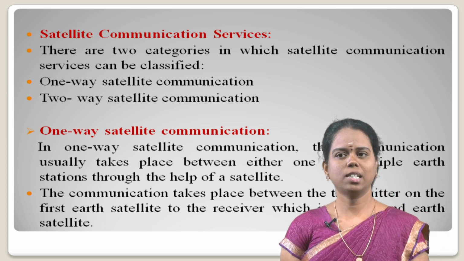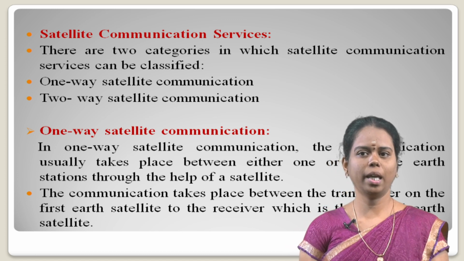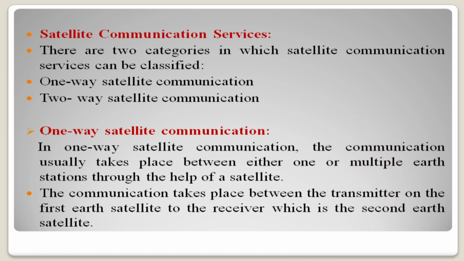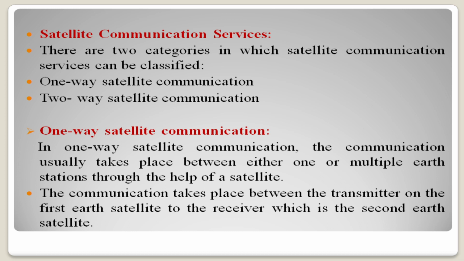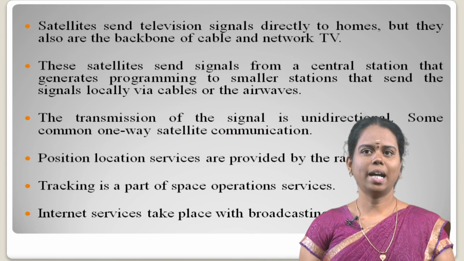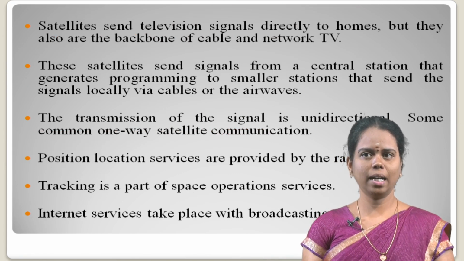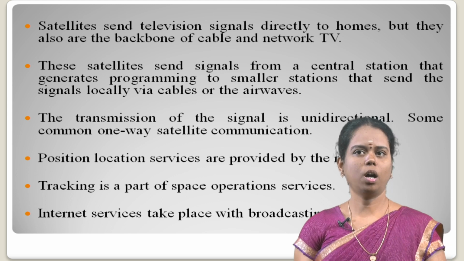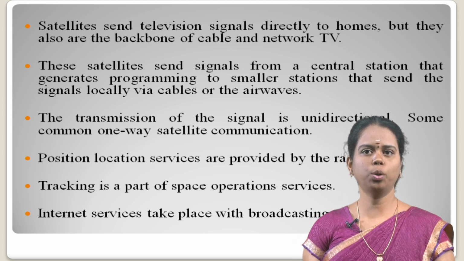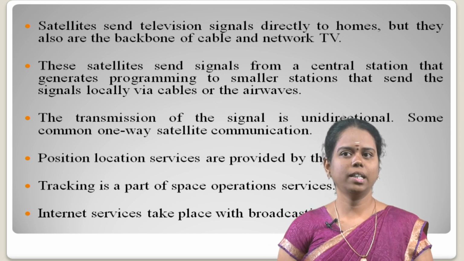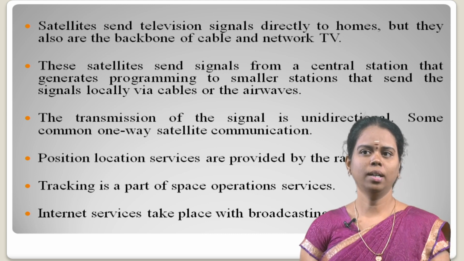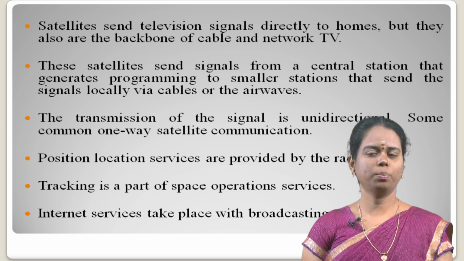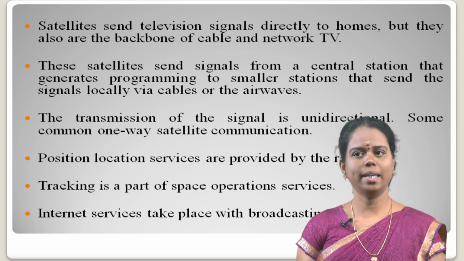One-way satellite communication usually takes place between one or multiple earth stations through the help of a satellite. The communication takes place from the transmitter on the first earth station to the receiver on the second earth station. Satellites send television signals directly to homes, but they are also the backbone of cable and network TV. These satellites send signals from a central station that generates programming to smaller stations that send the signal locally via cables or airwaves.